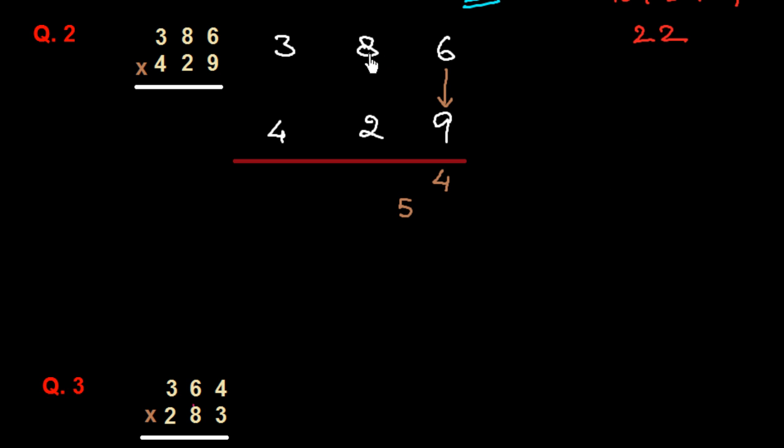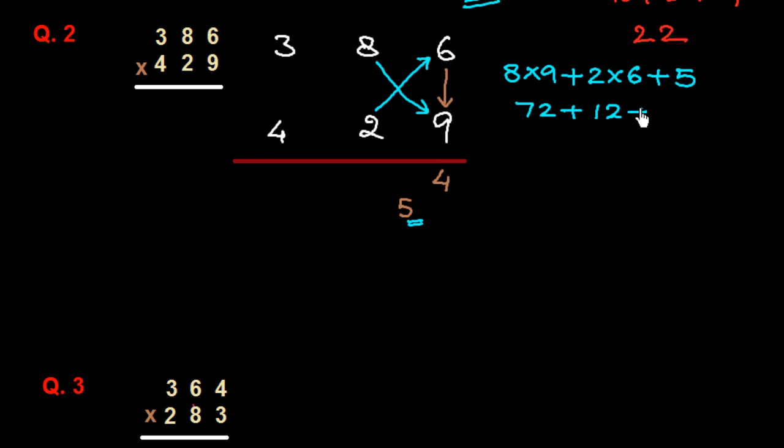Now the second step: we have to multiply these last 2 digits with the crisscross technique. Diagonally we have to multiply this and add up the carried number. So what we do, we multiply 8 with 9 and 2 with 6 and add it up. Now we multiply 8 into 9 plus 2 into 6 plus 5. 5 is this carried number we have to put here. 8 9 times 72, 2 6 times 12, plus 5.